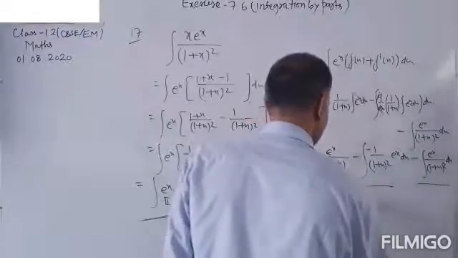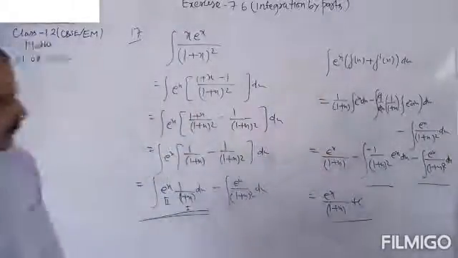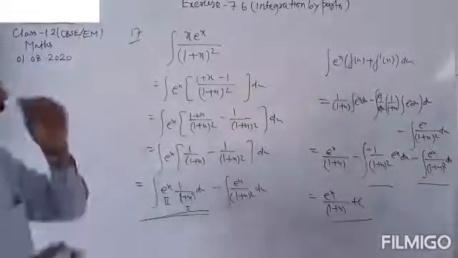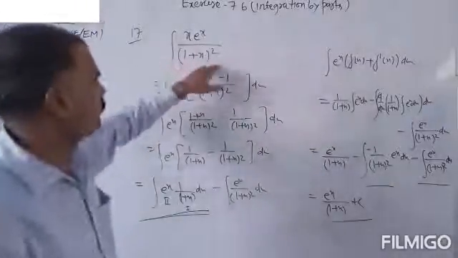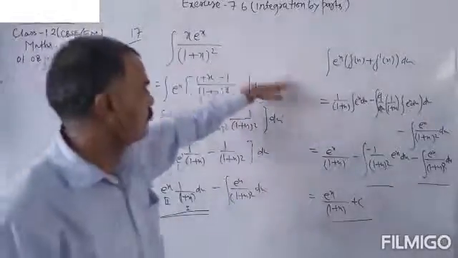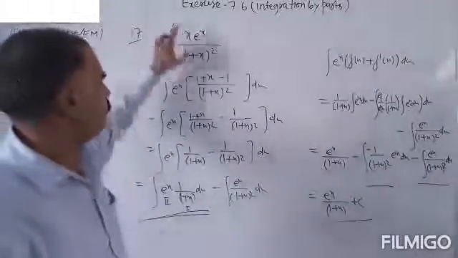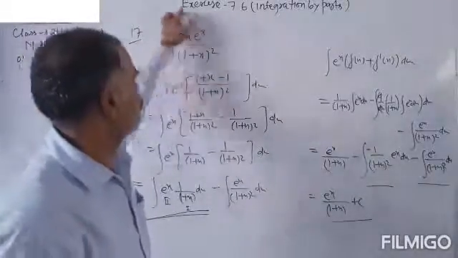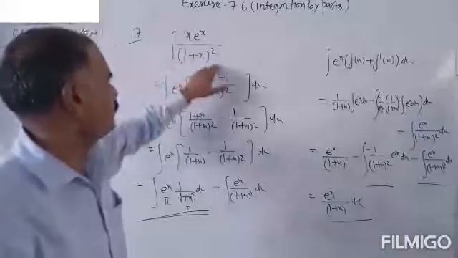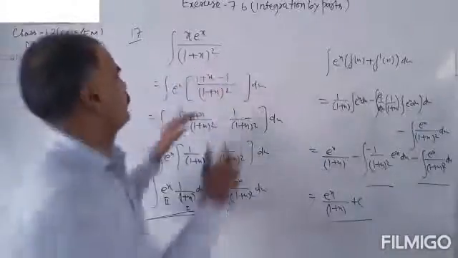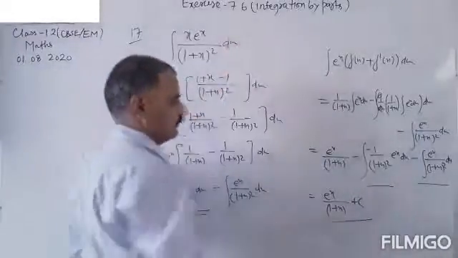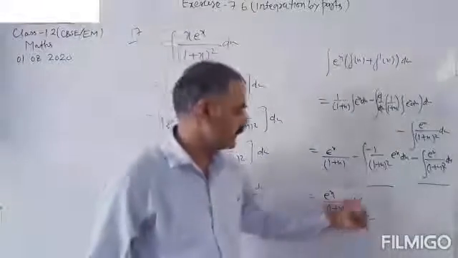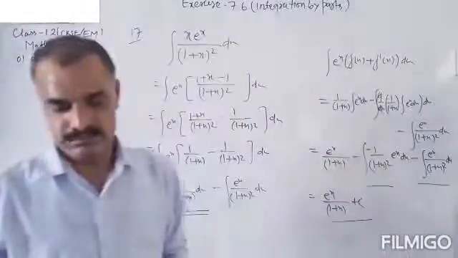This is the answer of the integration of x e to the power x upon 1 plus x whole square dx, or the integration of this function e to the power x upon 1 plus x whole square dx is e to the power x upon 1 plus x plus c.